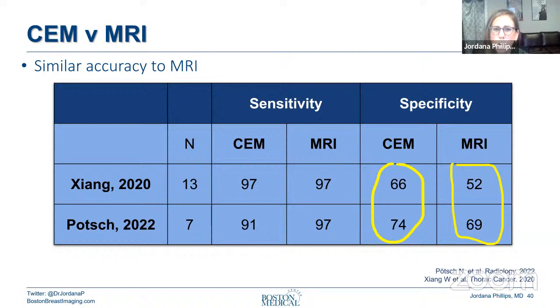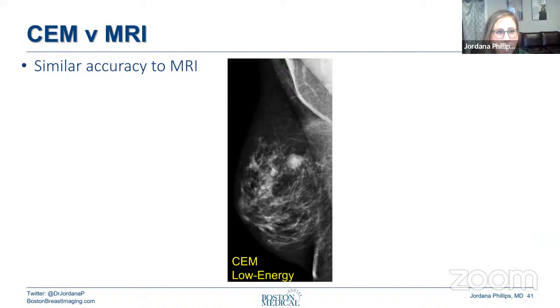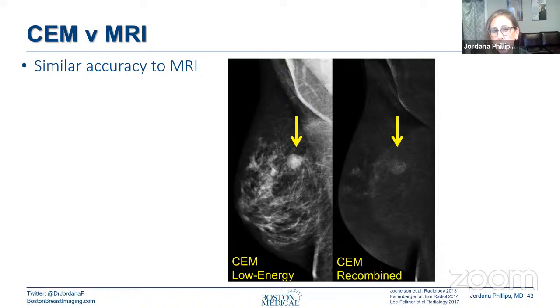We'll get into how we're using it in clinical practice and how the data compares. Let's look at an example of a contrast-enhanced mammogram compared to MRI. So this is a low-energy image from a contrast mammo. We see a mass. These are the recombined images where we see a mass, but we can also see enhancement extending towards the nipple. And so let me show you.